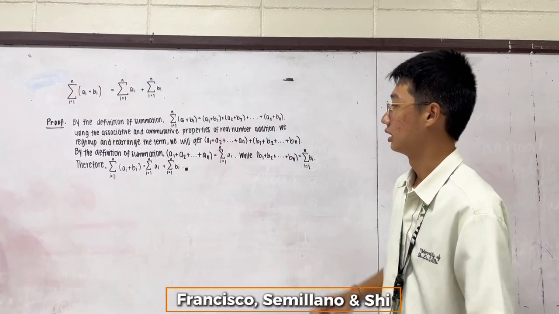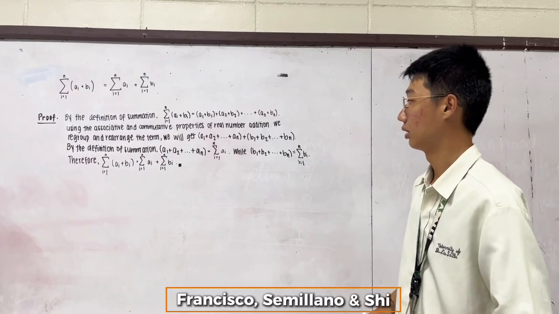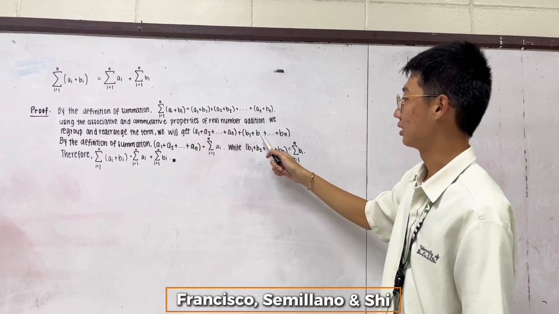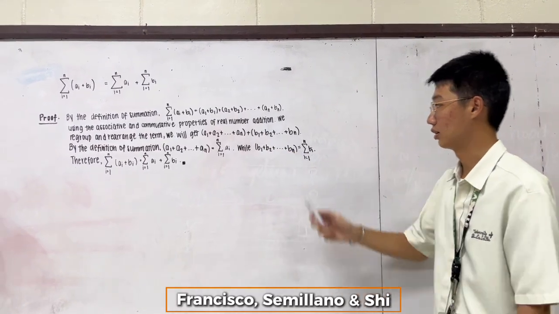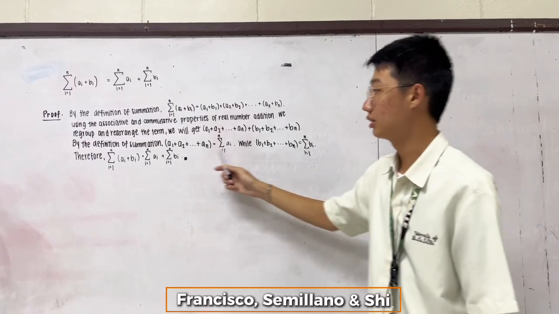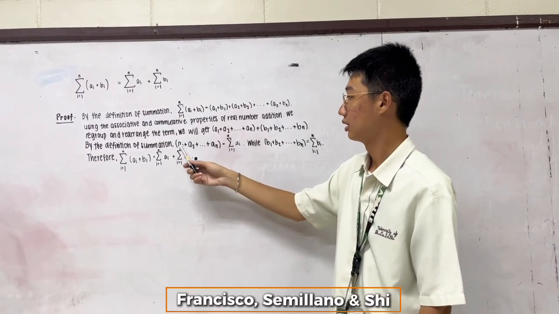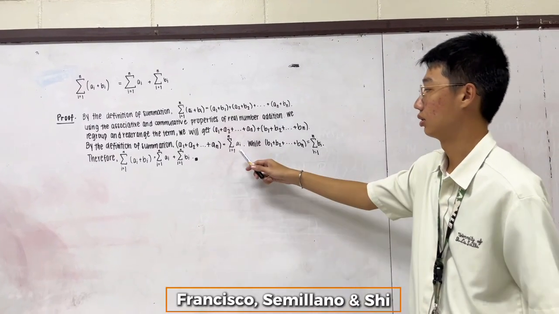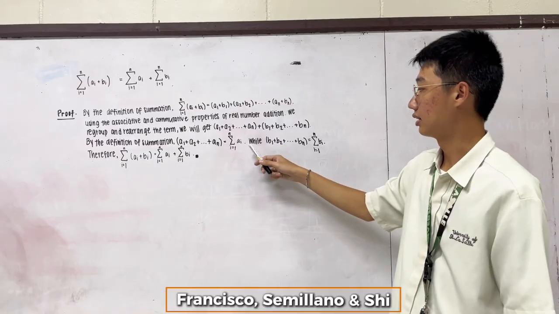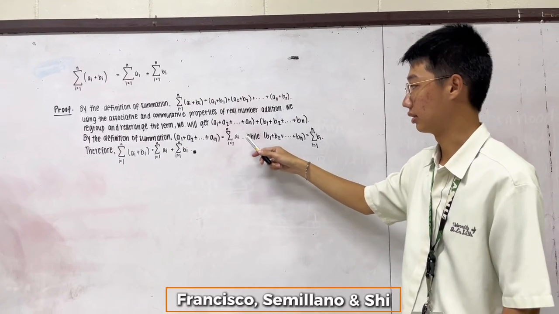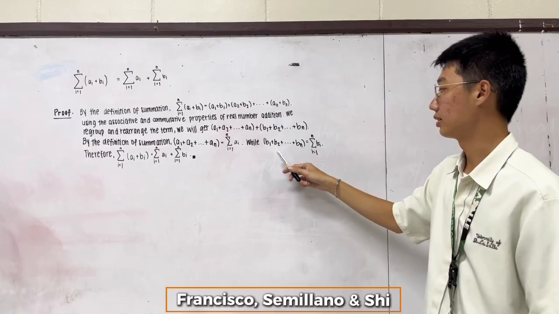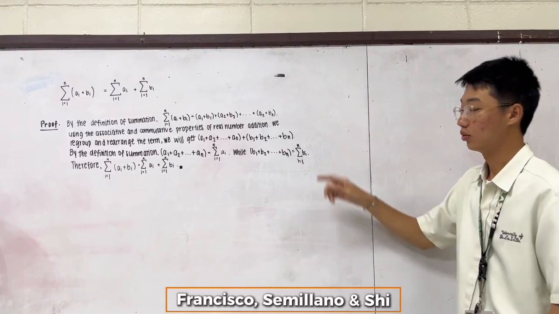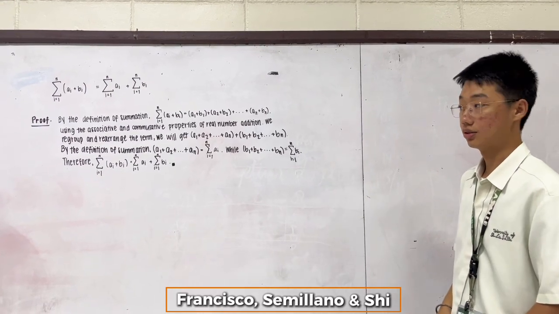We will get the quantity a sub 1 plus a sub 2 until a sub n, plus the quantity b sub 1 plus b sub 2 until b sub n. And by the definition of summation, the quantity a sub 1 plus a sub 2 until a sub n is equal to the summation of a sub i, where i runs from 1 to n, while the quantity b sub 1 until b sub n is equal to the summation of b sub i, where i runs from 1 to n.